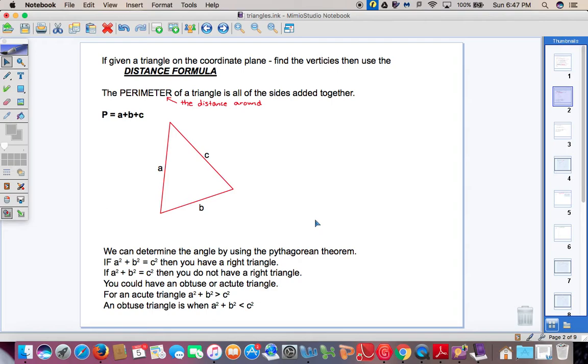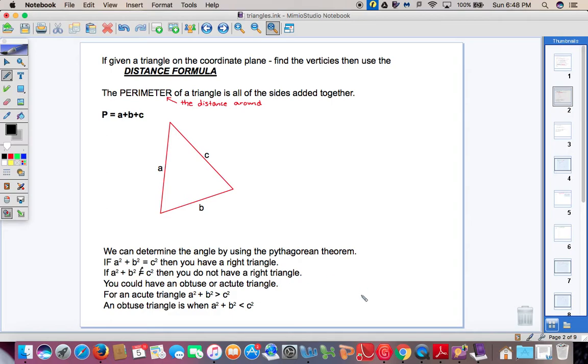If a squared plus b squared does not equal c squared, so we need to add a "does not" here, does not equal c squared, then you do not have a right triangle. It's pretty straightforward. It must be that side a squared plus side b squared equals c squared.